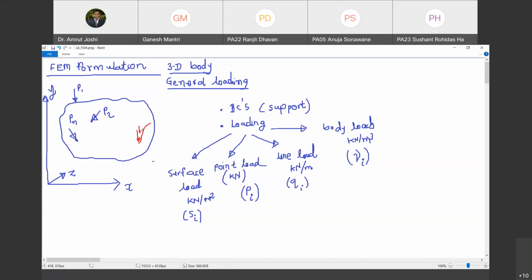Are you with me? Yes, sir. And on this line, this is the intensity of load. Let us say it may be constant or it may be varying. So this is Q1 on the first line. You have a second line on the body where you have line load acting. The intensity may vary. Are you with me? Yes, sir. So I'm going to call it Q2. And like this, you are going to have Qn.